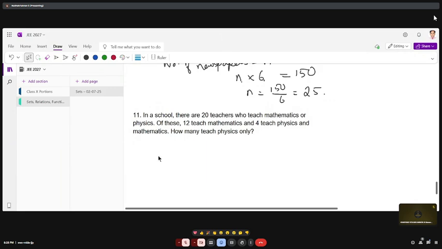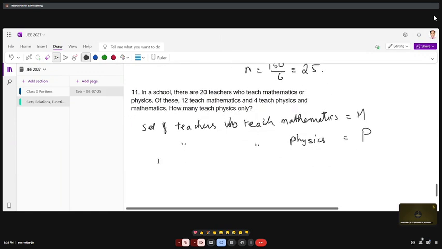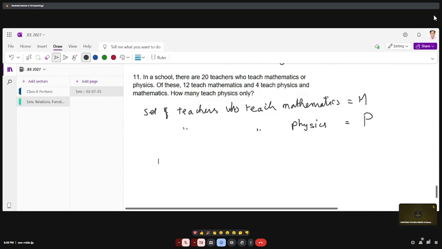See, let us say the set of teachers who teach mathematics is equal to M. Let us say the set of teachers who teach physics is equal to P. Now it is given that there are 20 teachers who teach mathematics or physics.